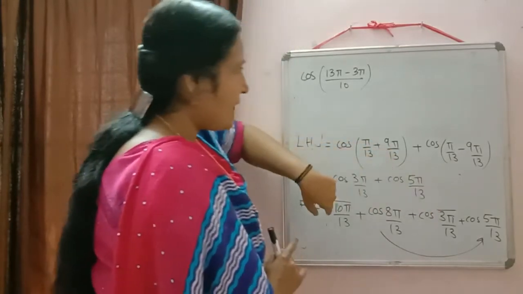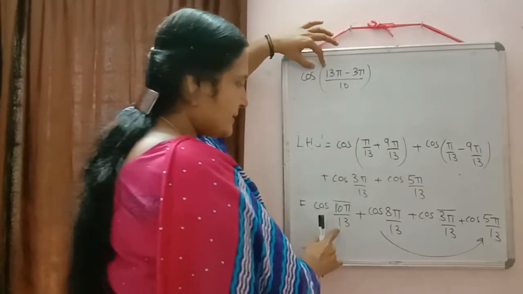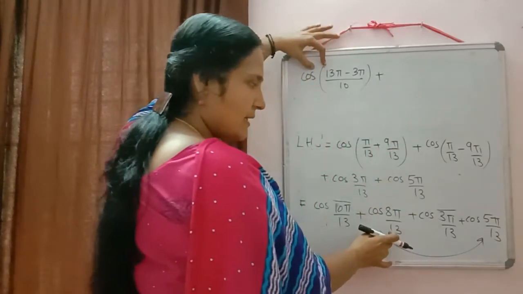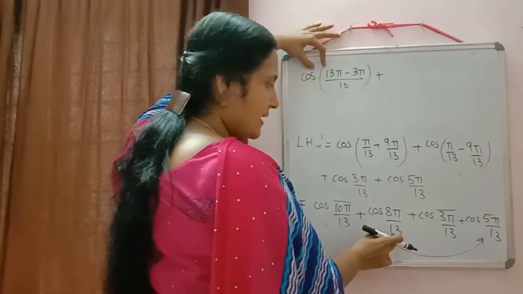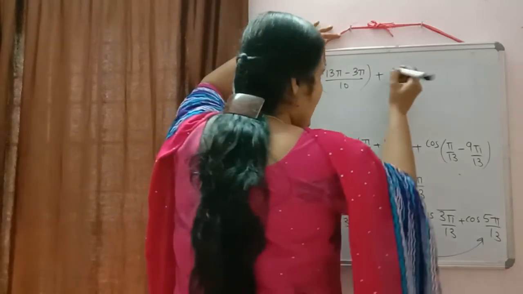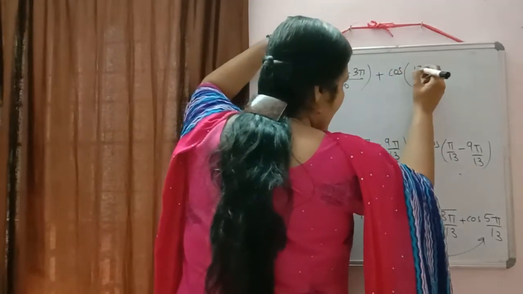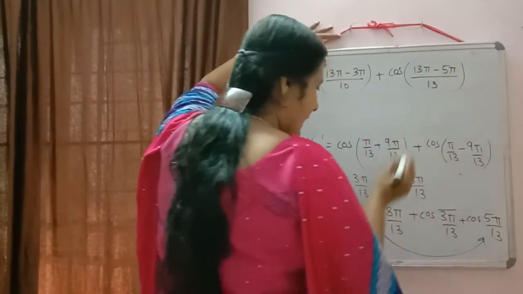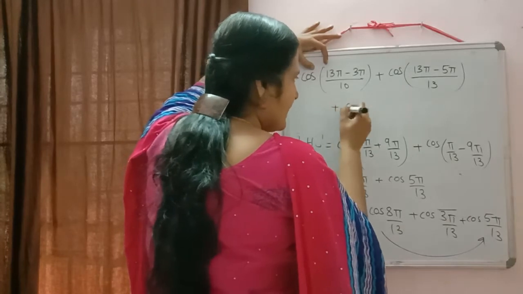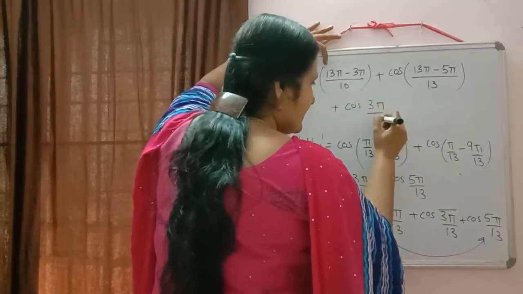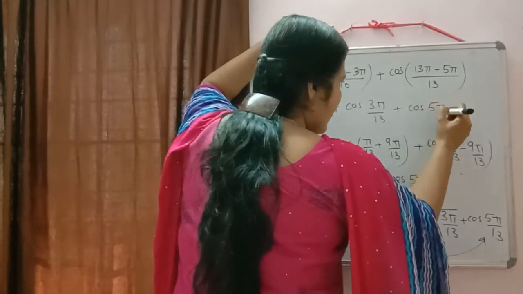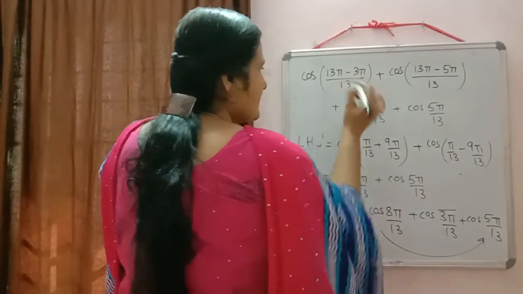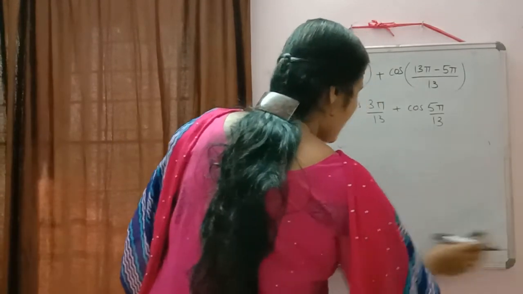So out of these two pairs, one only we are going to change. So I change the first one from these two pairs. Now the second one also. The number in the multiplication table of 13 nearest to 8 is 13 only. So again 8 pi I am going to rearrange as (13 pi minus 5 pi) by 13. So again I change this one also. The remaining two you have to write as it is. Cos 3 pi by 13 plus cos 5 pi by 13. Now we'll write them separately. It's not 10, this is 13. Now we are going to write it separately.